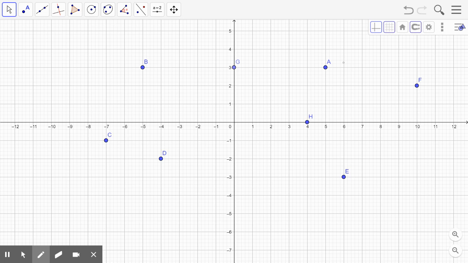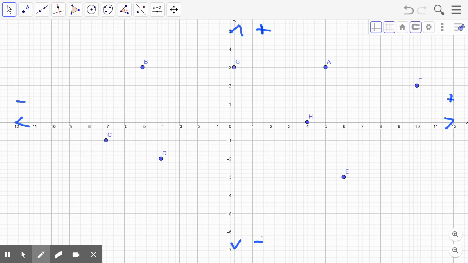Well, it's important to remember, first of all, that this coordinate plane is made up of two number lines. The one going to the left and to the right is the x-axis, and it is negative to the left and positive to the right. And this one going up and down is the y-axis, and this is positive going up and negative going down.